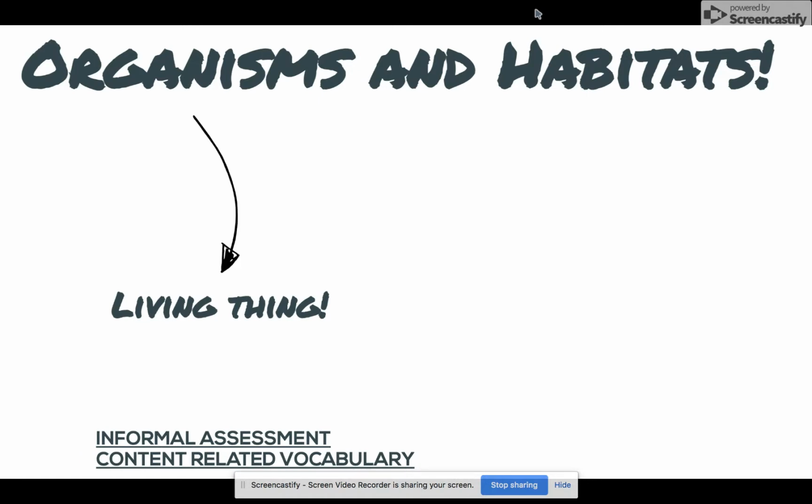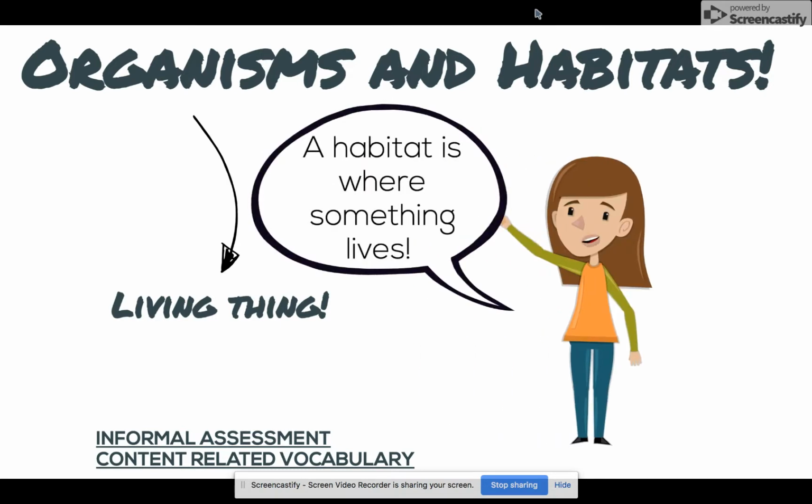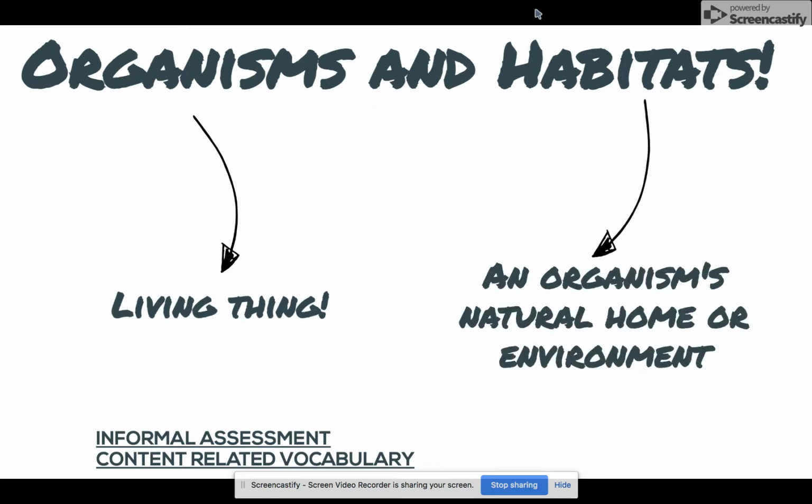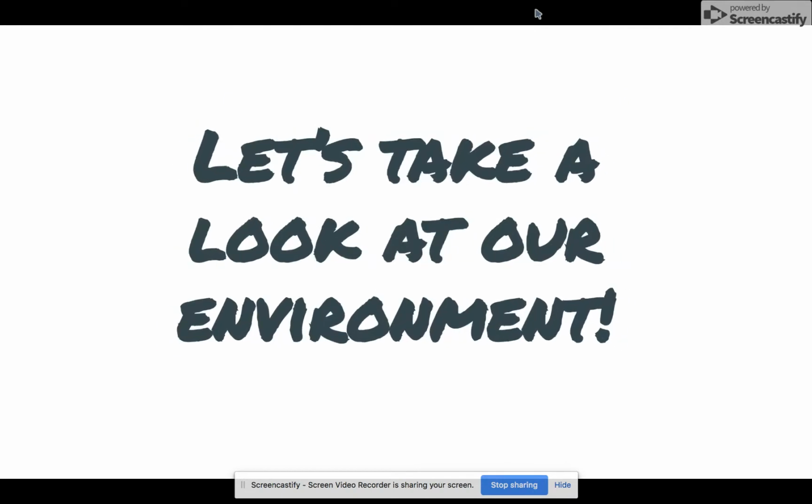Can I have someone raise their hand and tell me what they think a habitat is? Wonderful, that's right. A habitat is an organism's natural home or its environment. Today's activity is going to begin with us taking a look at the environment around us. We're going to observe the habitat and the organisms that may be in it.